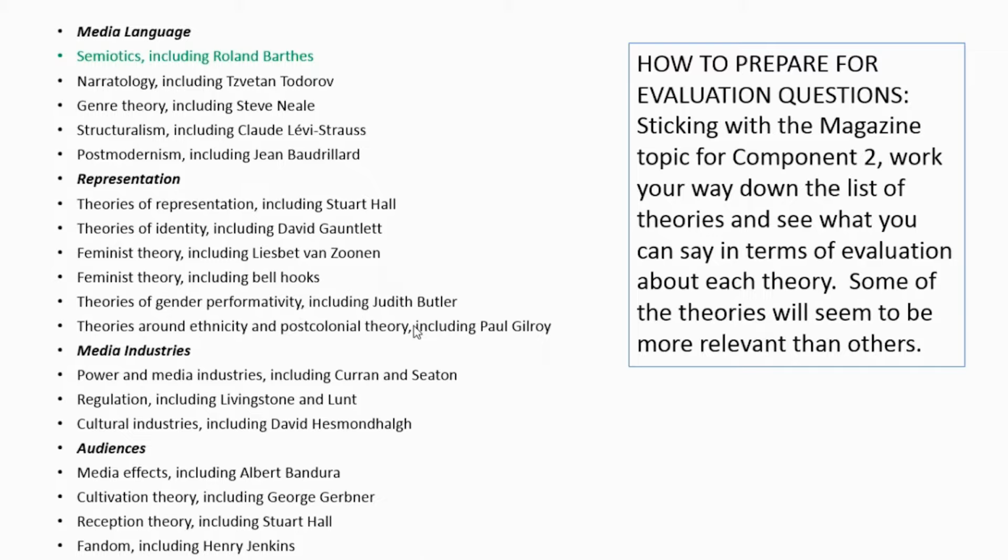So you might then go to Todorov and then Neale and then Levi-Strauss, for example, and for each theorist you might only take 10-15 minutes preparing bullet points. But that means in theory that you should be prepared for any kind of evaluative question for magazines and theorists that could come up for Component 2.